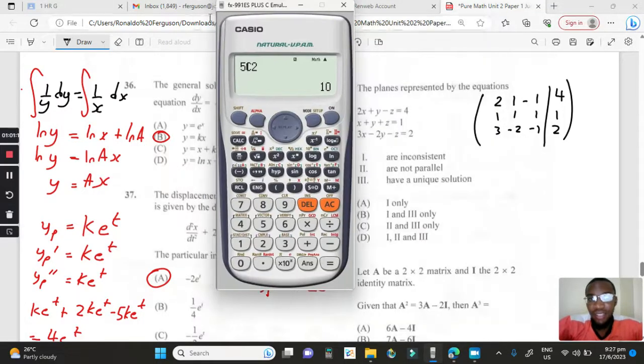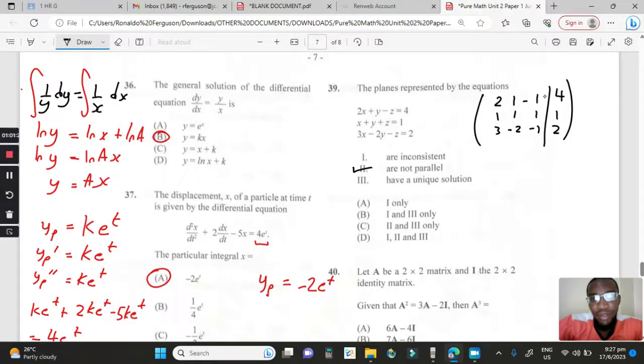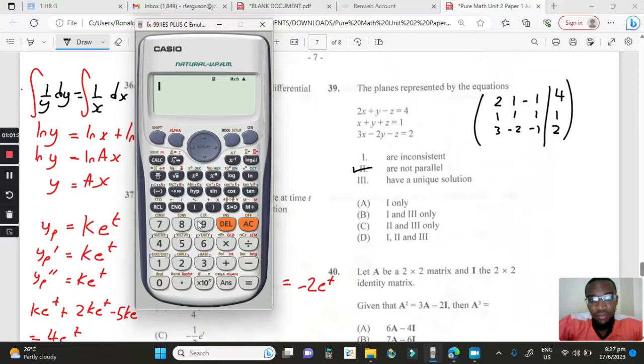Alright, I just want to check something. So no, they are not parallel. This is definitely true. We know they are not parallel because all of them have different directions. Alright, so we know they're not parallel. 2 is true. Anything with 2 is true. So it can either be C or D. So I'm just going to work out the determinant because row reduction will take some time.